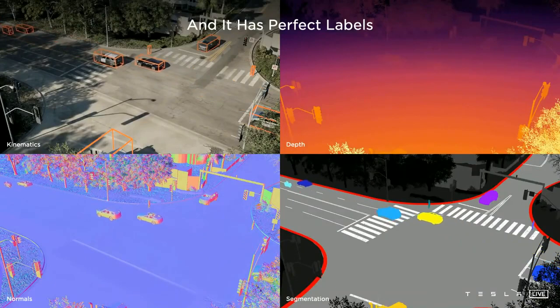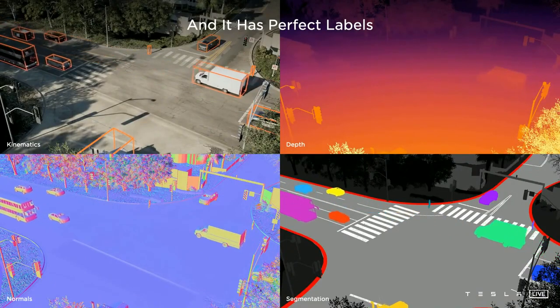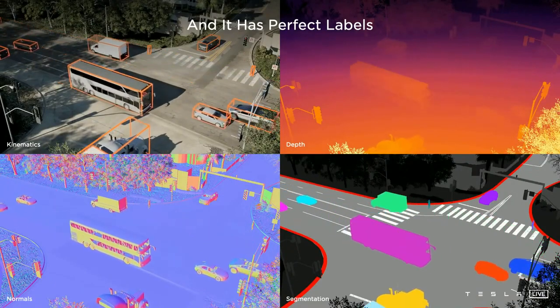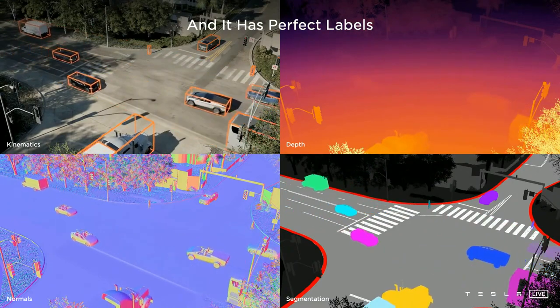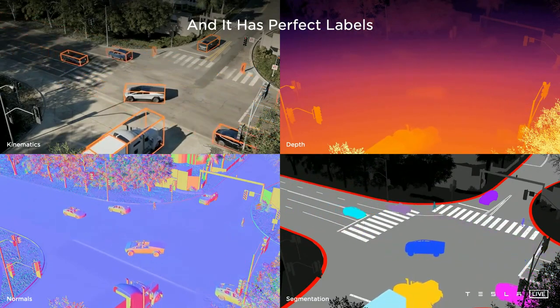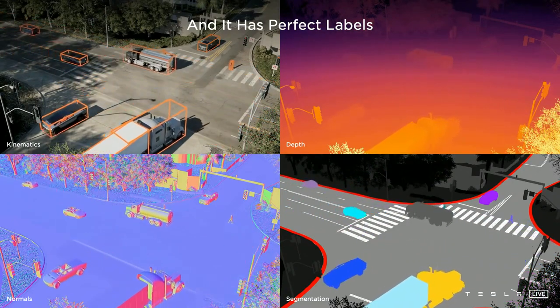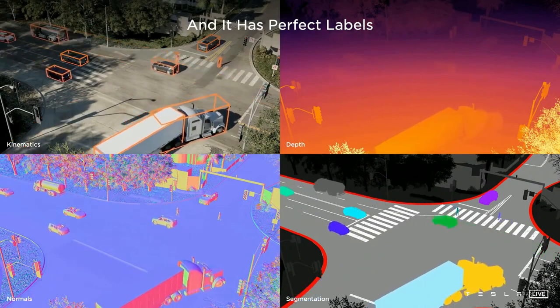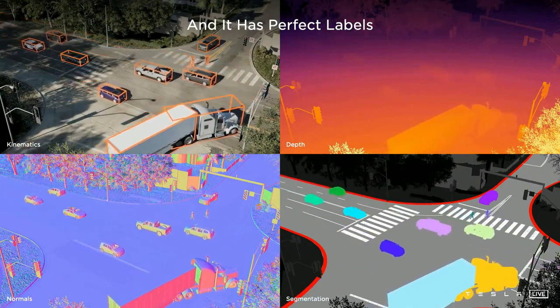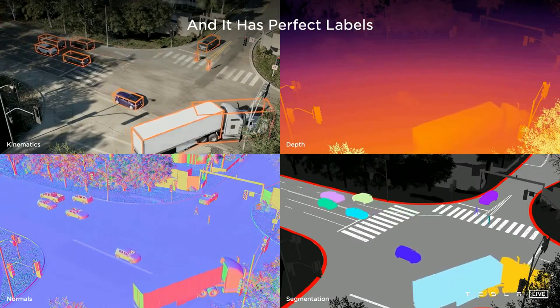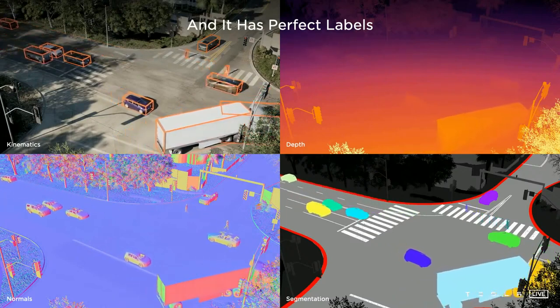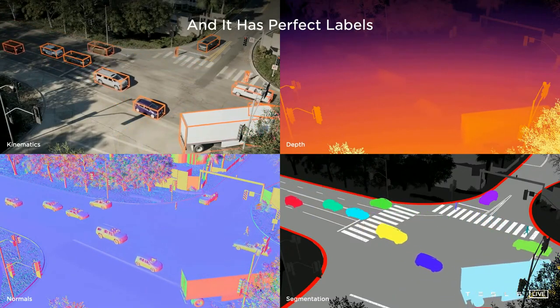And since this is simulation, it starts from the vector space, so it has perfect labels. Here we show a few of the labels that we produce. These are vehicle cuboids with kinematics, depth, surface normals, segmentation. But Andre can name a new task that he wants next week, and we can very quickly produce this because we already have the vector space, and we can write the code to produce these labels very, very quickly.